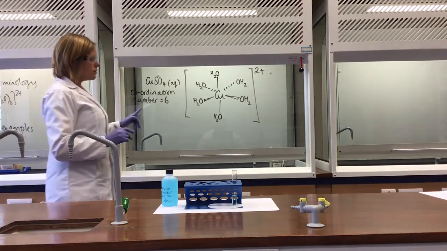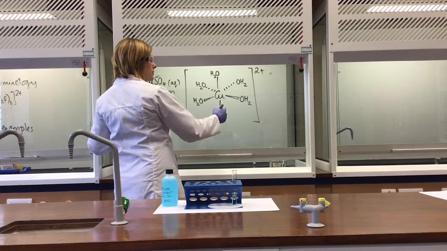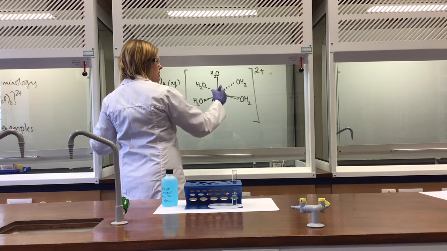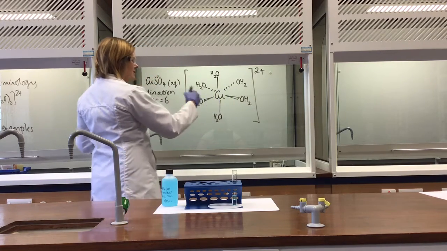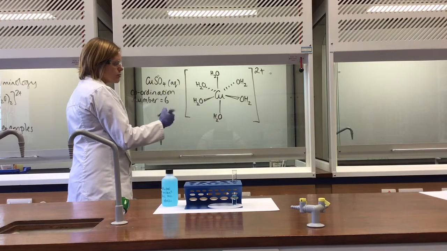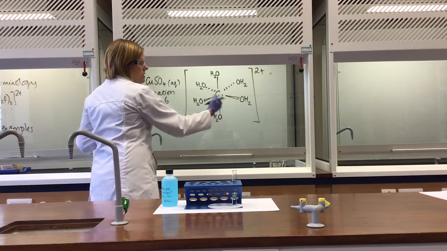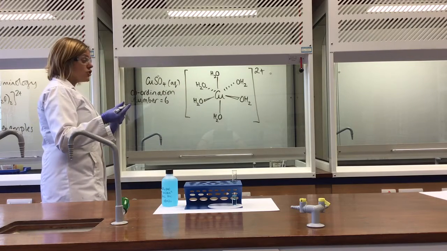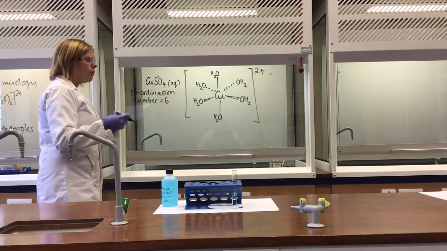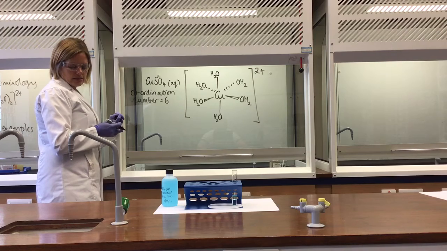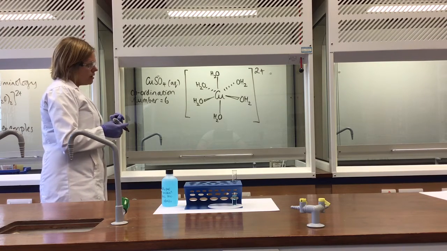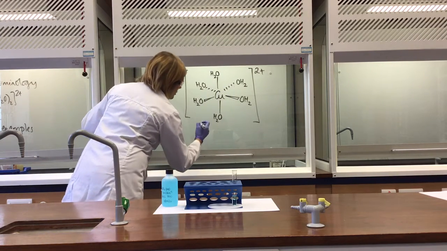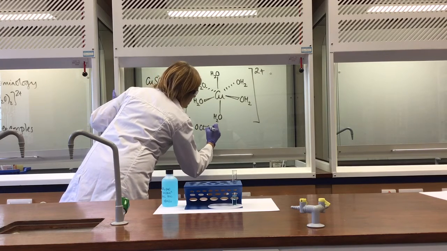The coordination number is the number of dative covalent bonds formed to that central metal ion. And it's the same in this case as the number of ligands, because each ligand in this example forms one covalent bond. So we will call those ligands unidentate or monodentate ligands, like so. So the shape around this particular complex ion is octahedral.